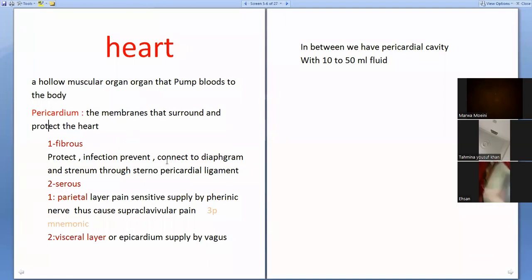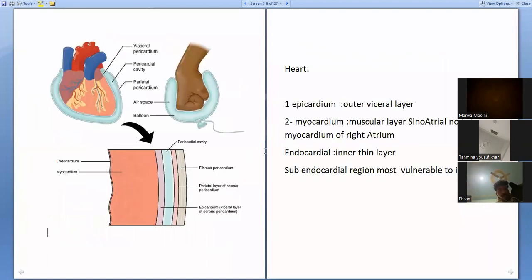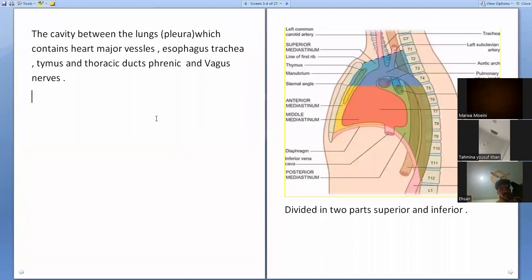Fibrous pericardium. One of the most important functions of the fibrous pericardium, besides protecting the heart, is to anchor the heart with surrounding structures. We said that the heart is located in the mediastinum, but it is not freely floating in the mediastinum. It is attached to the diaphragm, the sternum, and the vessels. So it doesn't move freely or float freely, right? It can contract and relax, but it won't move freely with movement of the body.